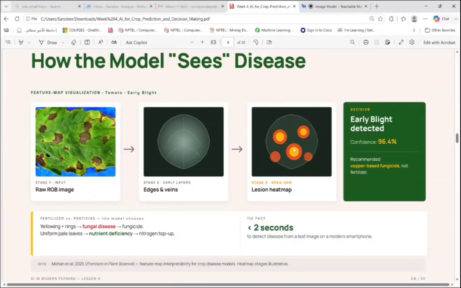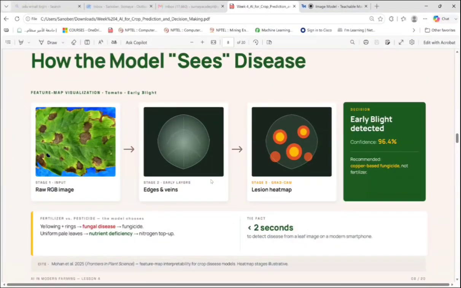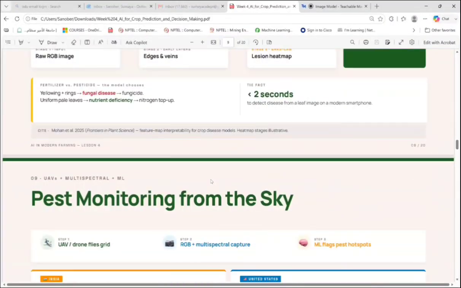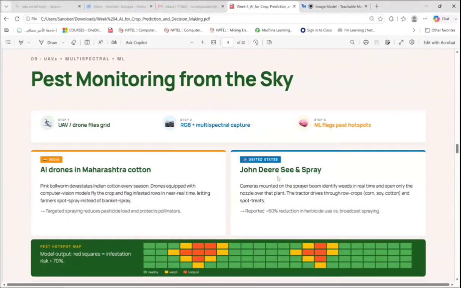Ma'am, I think AI models do not see like humans, but see an image as a grid of numbers, like pixels, and learn patterns associated with healthy or diseased plants. Yes, absolutely, that's correct. Any other questions?